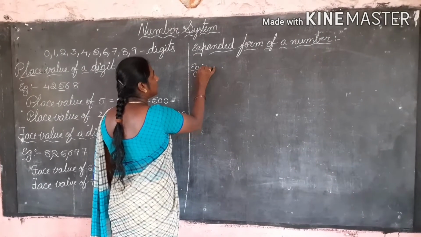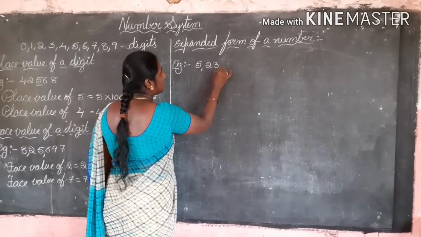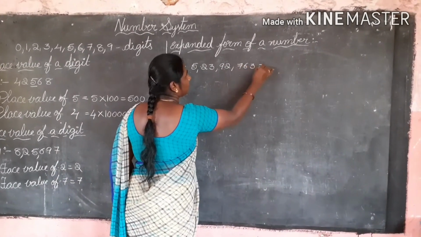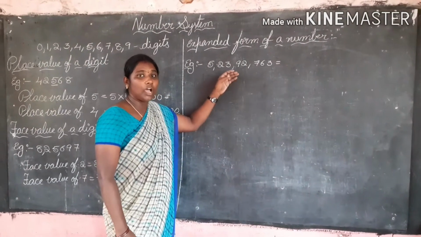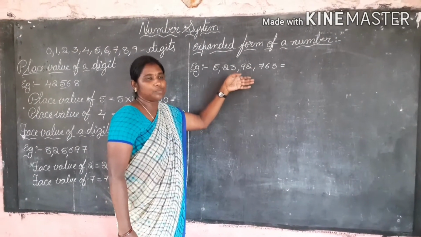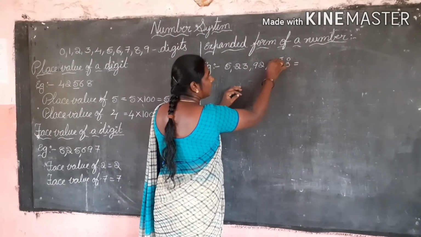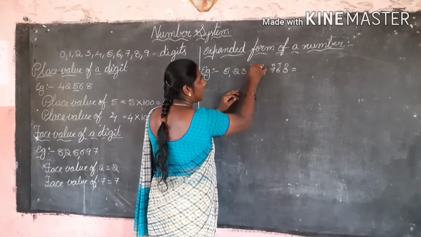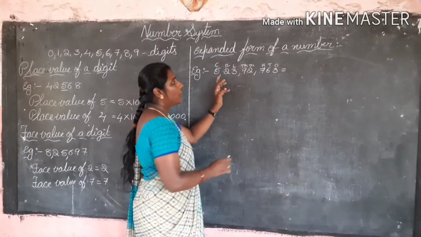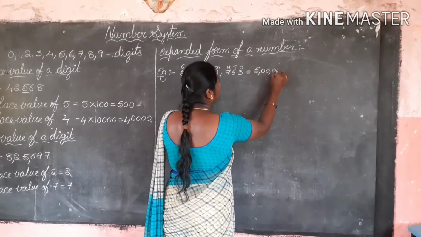Example, suppose 5 crore 23 lakh 92,763. We have to expand this number. How do we expand this number? According to its places, the sum of its place values. Here it is ones, tens, hundreds, thousands, 10,000s, lakhs, 10 lakhs, crores. Now 5 is in the crores place, 5 crore.